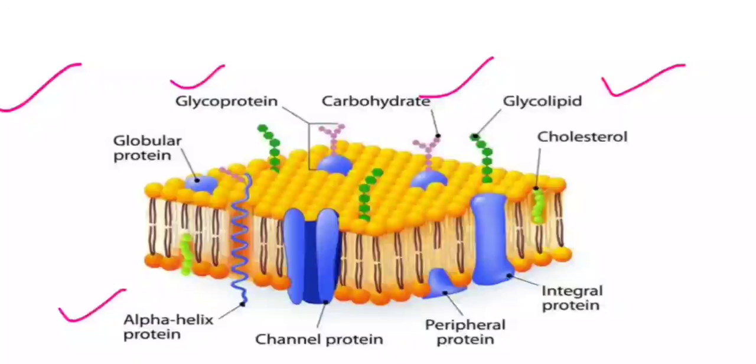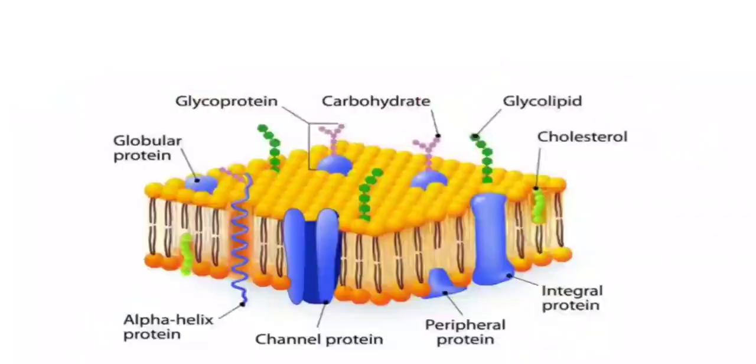If the integral protein spans the whole membrane, this is known as channel protein or the transmembrane protein. And if it is only on the outer surface, then it is known as peripheral protein. And there is cholesterol also in the plasma membrane as a lipid component.